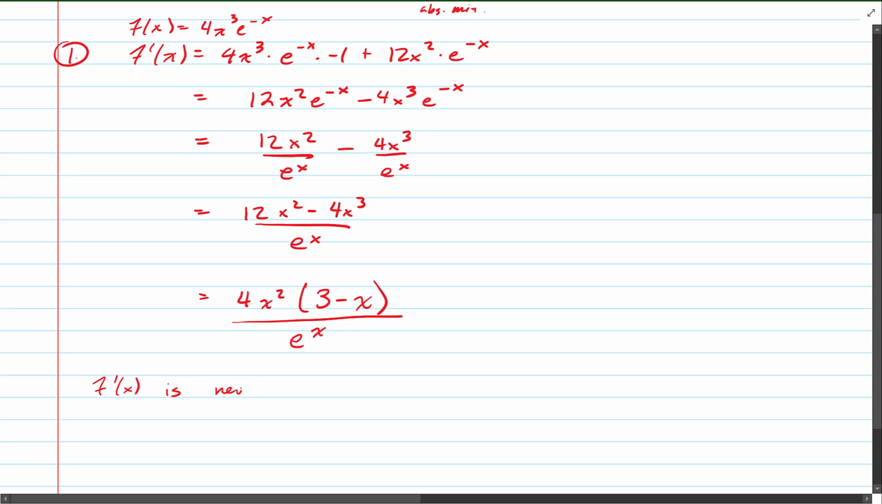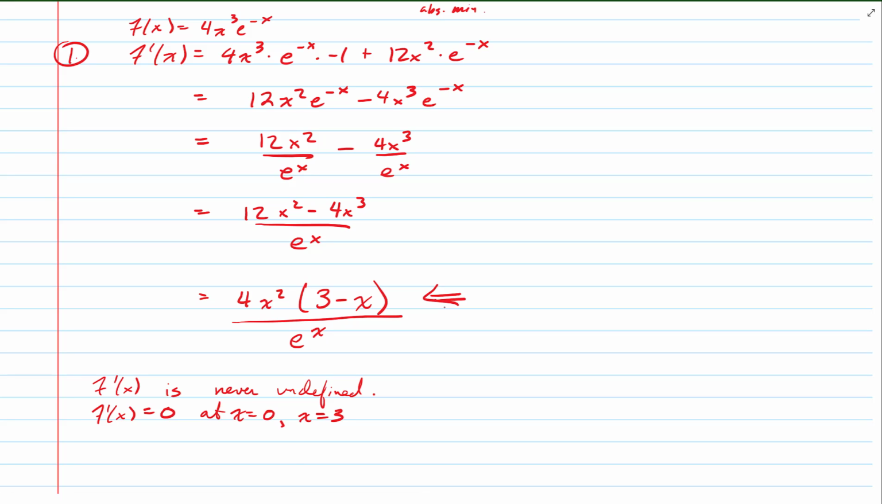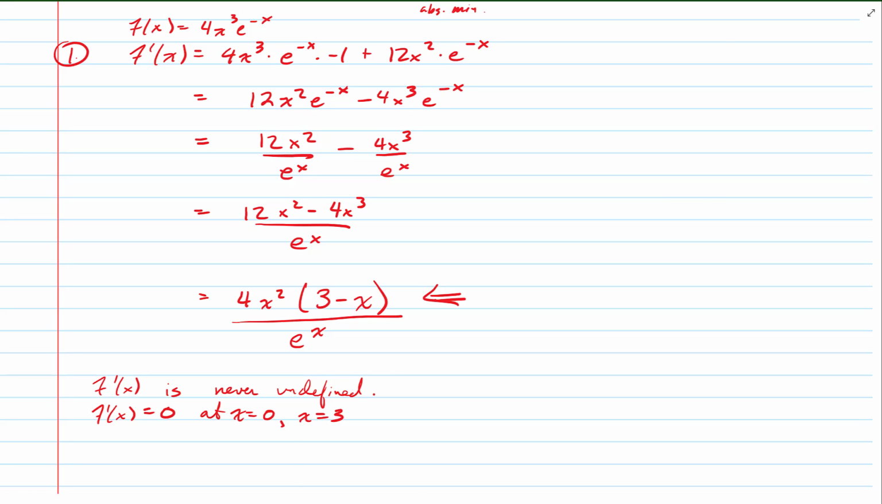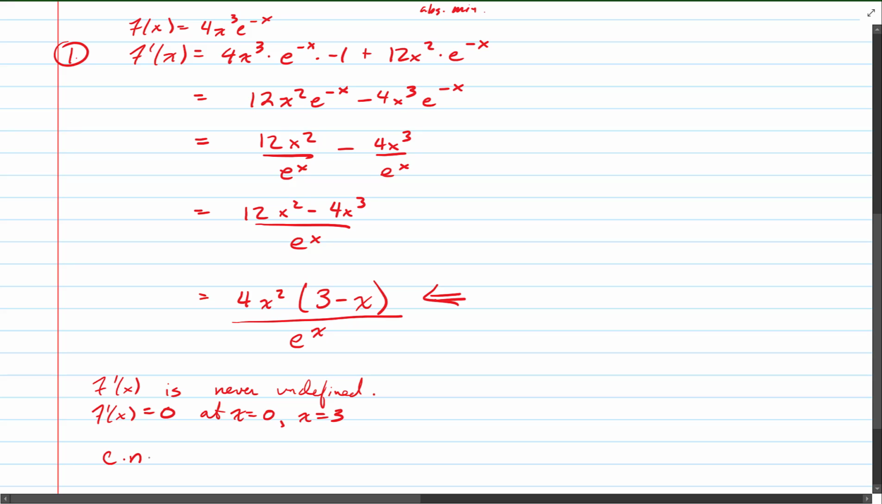Notice that f prime of x is never undefined in this case, although in many other cases you might have places where the derivative is undefined. f prime of x equals 0 at x equals 0 and at x equals 3. We see that by asking ourselves the question, when is the numerator of the derivative equal to 0? What numbers could I plug in for x that would make that numerator 0? So now I'm in a position to identify the critical numbers. The critical numbers are x equals 0 and x equals 3.